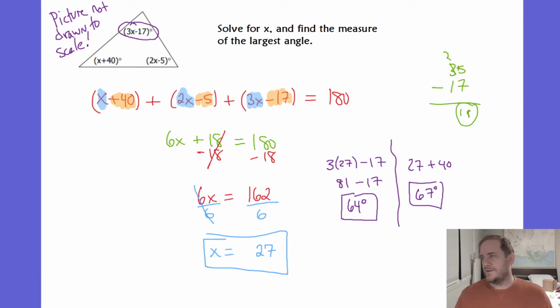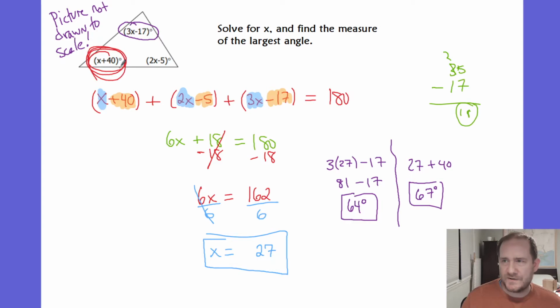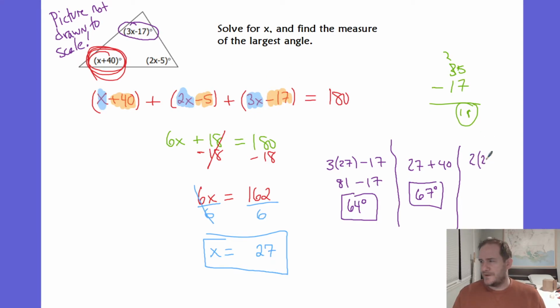So it's actually this angle down here whose measure is the greatest. Just for the sake of argument, the 2x minus 5, that would be 2 times 27 minus 5. That would be 54 minus 5. That would be 49. Yeah. So that guy's the smallest. I would have said that guy was the middle value. This was the smallest and this was the biggest. But you can't trust what the diagram looks like. You'd really need to find them all and then say this one's the biggest, the 67.